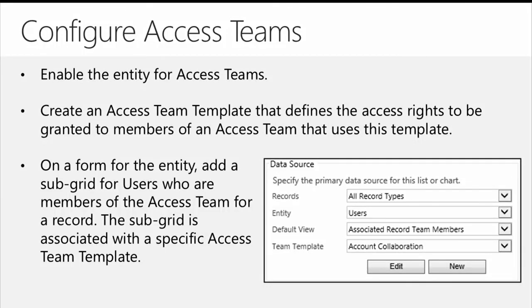So what you have to do to turn this functionality on is you first have to go in and enable the entity for access teams. And then once you've enabled the entity for access teams, you have to go in and create an access team template that's going to define all the specific rights that the members will be granted when they're added to that access team. And then for that form, you go in and add a subgrid that uses that access team as the record permissions. And that's what we'll go ahead and show you how to do inside a demo.